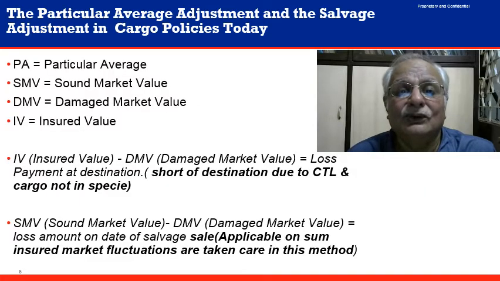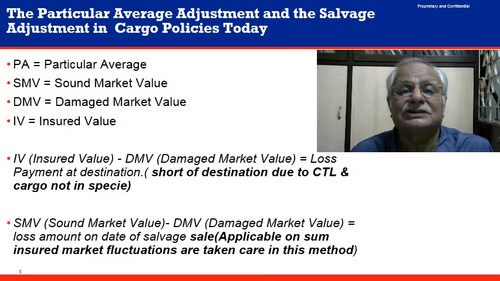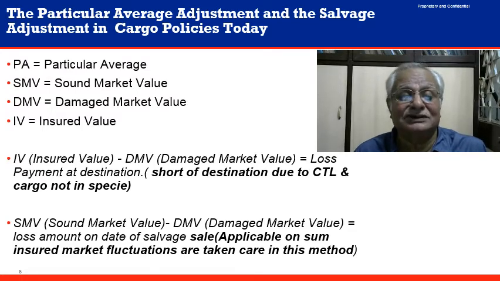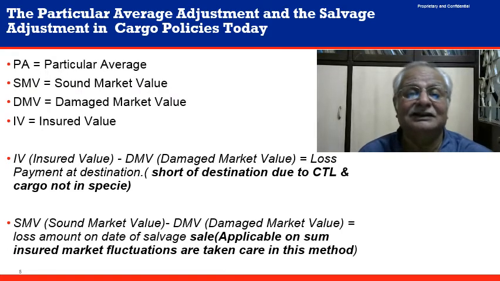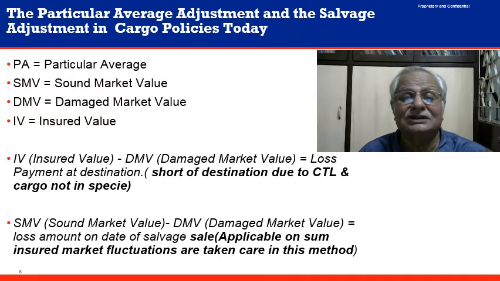How is the particular average loss depreciation allowance worked out? Particular average is that particular loss. SMV, that is the sound market value. Try to understand, in marine cargo, when we are giving a depreciation allowance, the invoice cost is disregarded. We are trying to find out what the sound market value of that goods is.